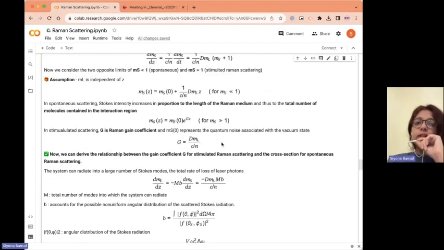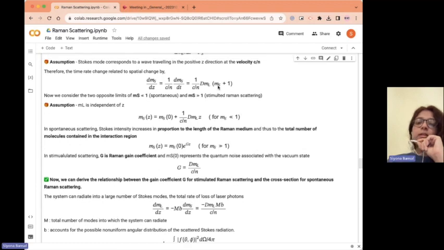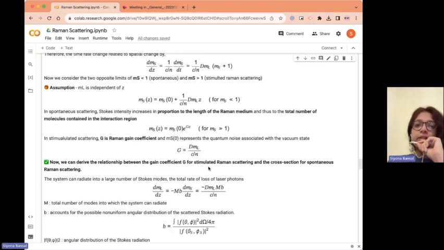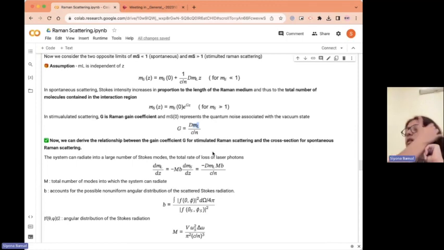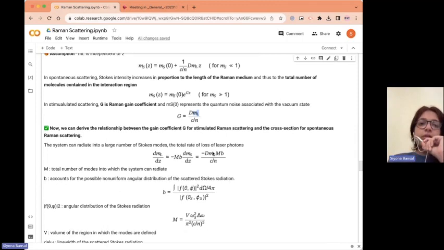Now for the other case, we can take the ms plus 1 factor as ms and integrate with respect to z. This time we get an exponential factor, which we wanted as a result of the stimulated scattering in the first place. This factor depends on the mean number of laser photons.